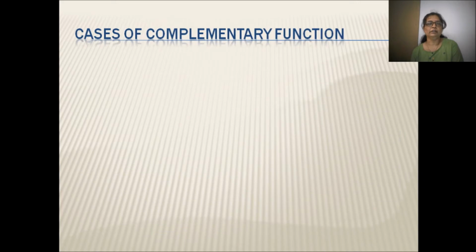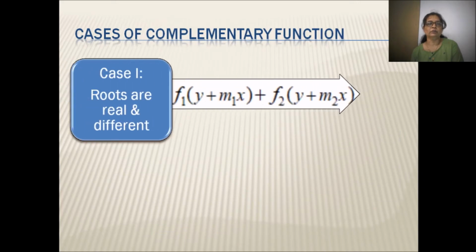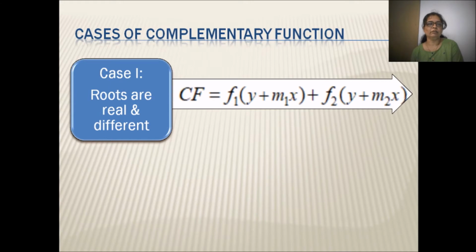The cases of complementary function: there are two cases for writing CF. Case 1 is for roots that are real and different. We write down CF by this formula. Here substitute m1 and m2 values, meaning roots of the equation. We consider here a second order partial differential equation. Therefore, there are two roots m1 and m2.